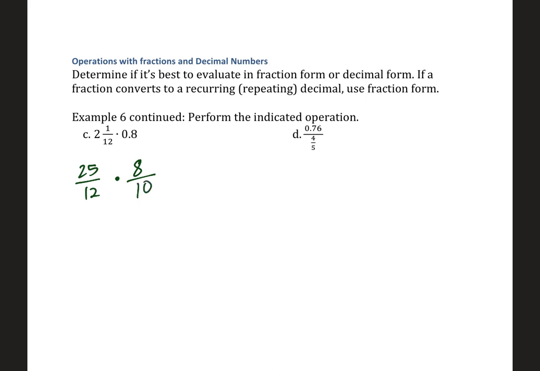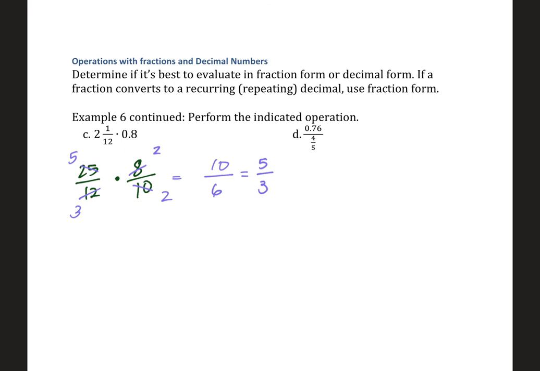From here, I can cross cancel, do some canceling, and then multiply. So 12 and 8 are both divisible by 4. This will become 3, and this will become 2. 10 and 25 are both divisible by 5: 2 and 5. From here, I'll multiply across, 5 times 2, 10 over 6, which are both divisible by 2. Divide both by 2, which is 5 over 3.